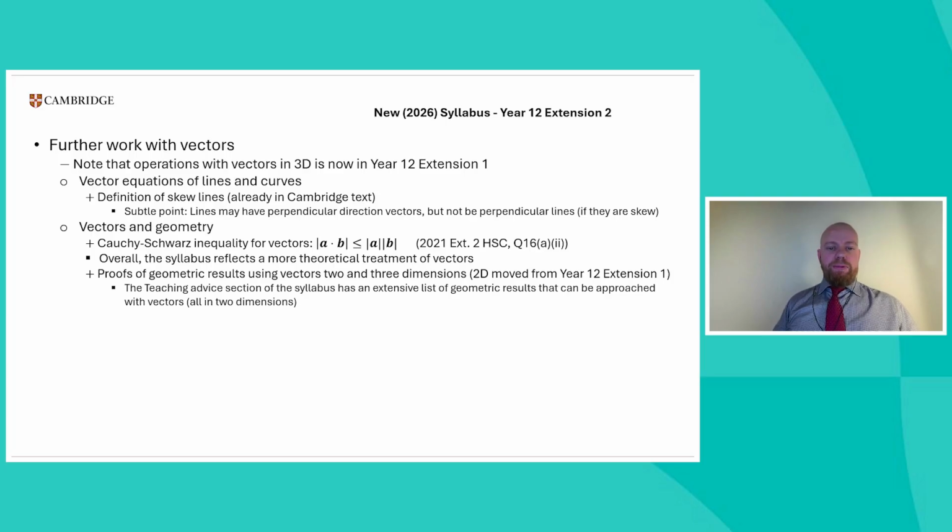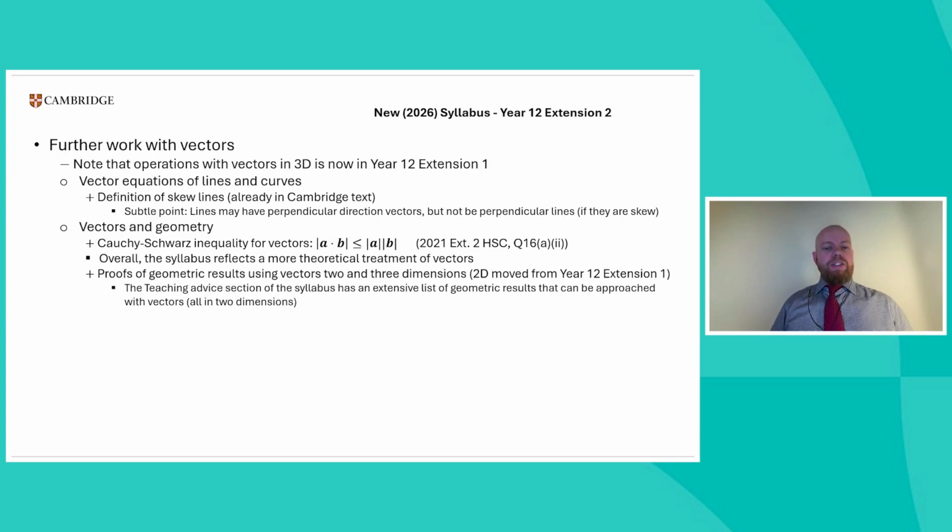Under vectors, as I mentioned, vectors in 3D has now moved to Extension 1. Vector equations of lines, we're now defining skew lines. That's actually already in the Cambridge text. A very subtle point. The previous syllabus had a content point about identifying whether or not intersecting lines are perpendicular. That point is now removed.